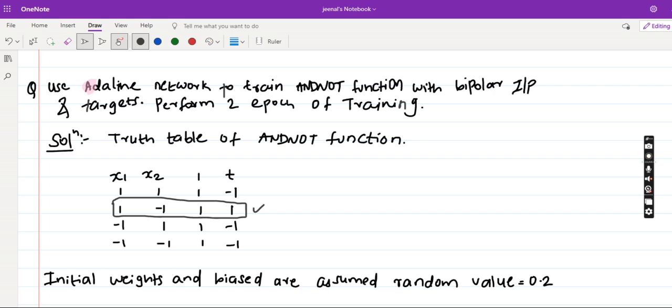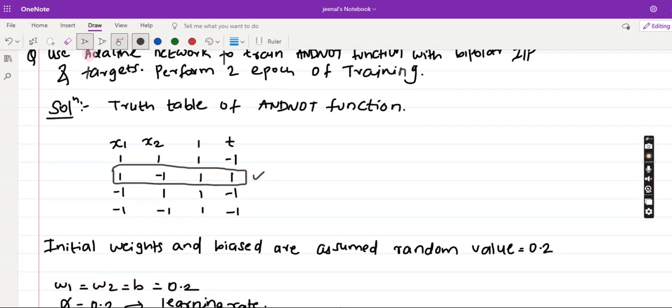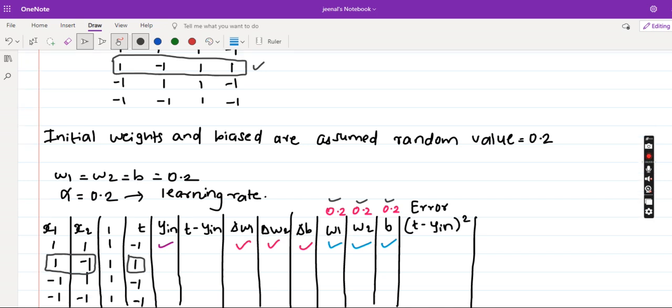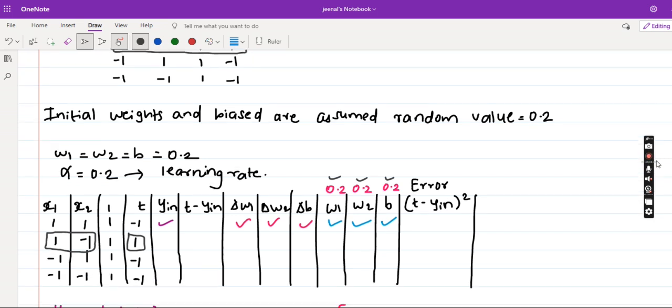Since in the Adaline network, if you recollect the architecture, we have output coming back as a feedback. So from that we calculate the error, and that error gets added to the training of the network. So initial weights and bias are assumed to be 0.2. So my W1, W2 and bias is 0.2. Alpha is 0.2, which is the learning rate.